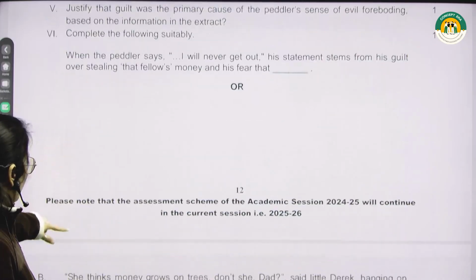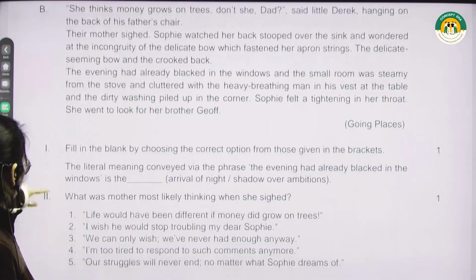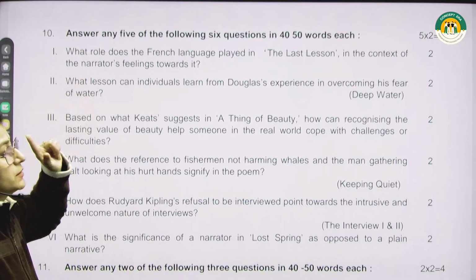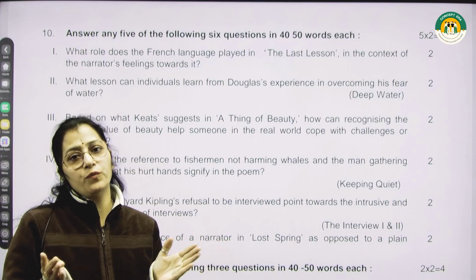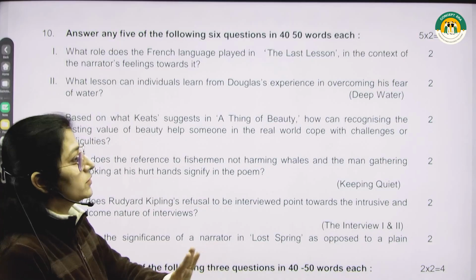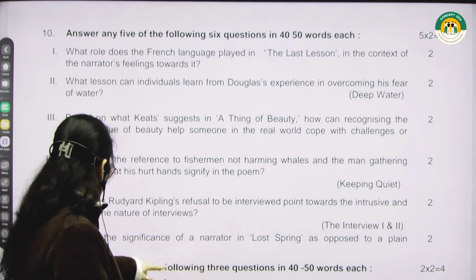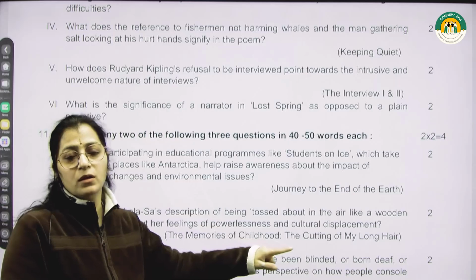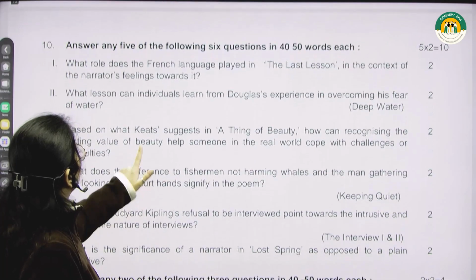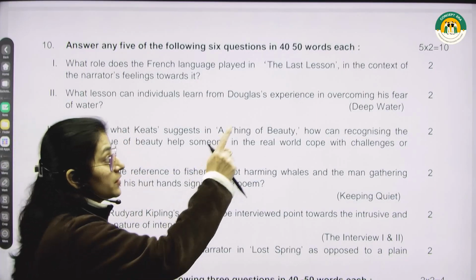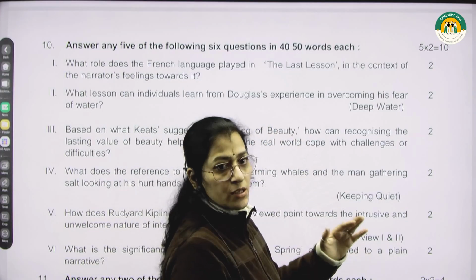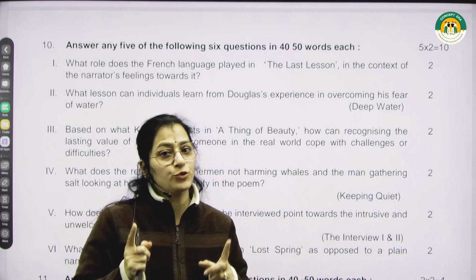Now we are moving to the next part of this question paper, that is question number 10. Now it comes to answering these questions in 40 to 50 words. First, question number 10 is from the book Flamingo, and question number 11 is from the book Vistas, right? So out of these 6 questions you should attempt only 5 questions, and a word limit is given here, right? 40 to 50 words, and 2 marks for each question is given.